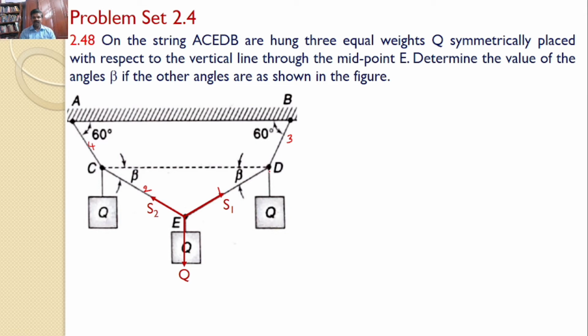Similarly, the free body diagram at D. The various forces are: the first force is the self-weight Q, and two strings, 1 and 3, are attached at D. So there is a string force along string 1, and the magnitude is S1. There is a string force in string 3, along the string and away from the point. Let the magnitude be S3.